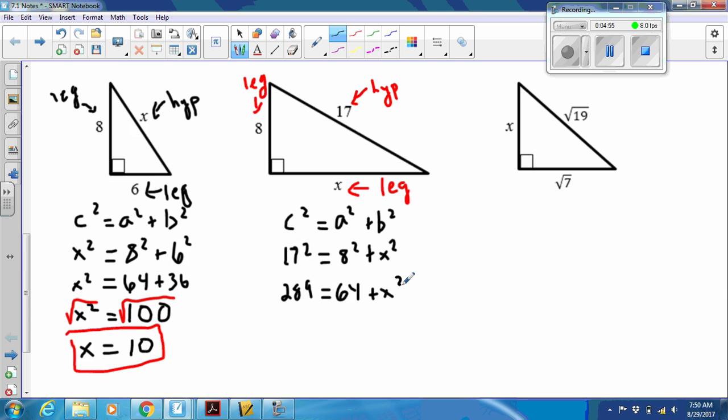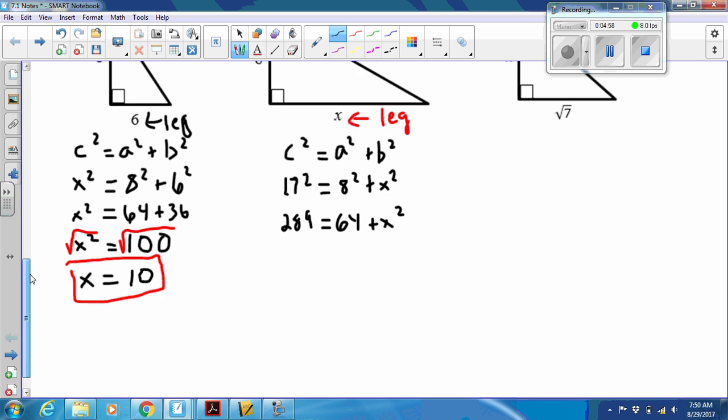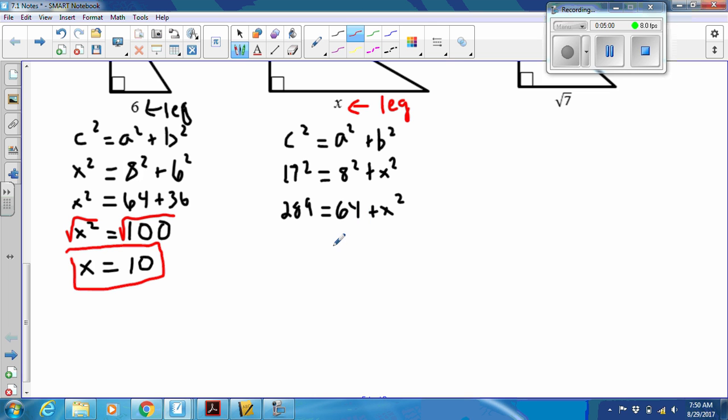Now here what we have to do is get x squared all by itself. In order to do that, I need to subtract 64 from both sides. So here, this cancels out. Now we do 289 minus 64. So you can use your calculator to do that. We should get about 225, which equals x squared.